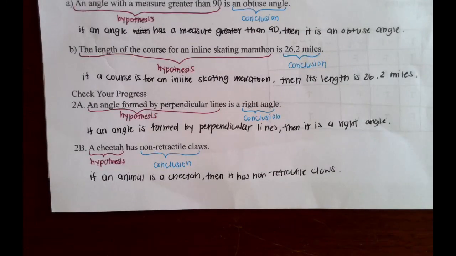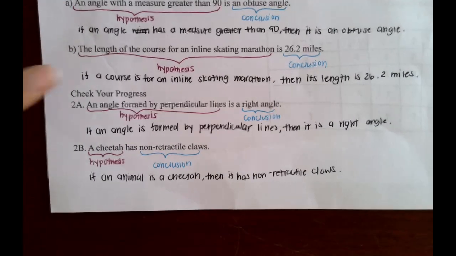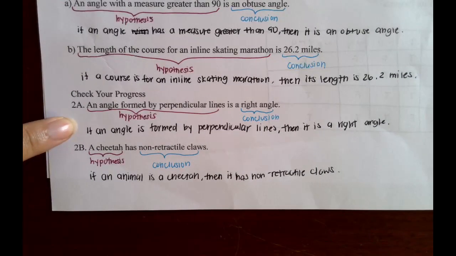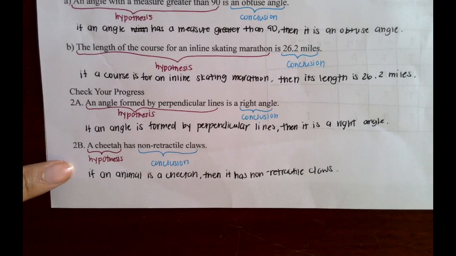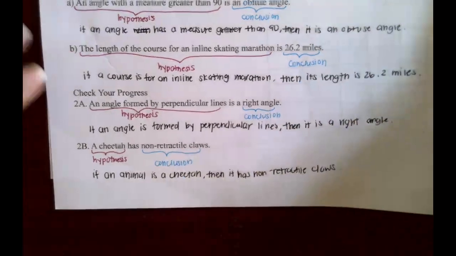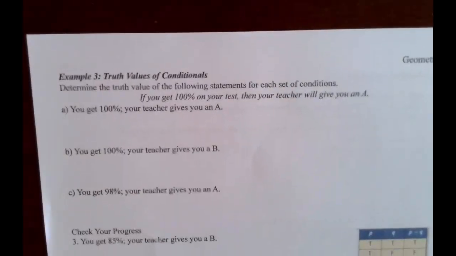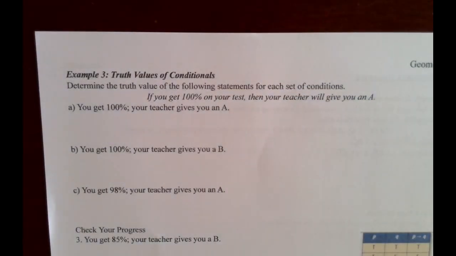This is what you should have gotten for 2A. If an angle is formed by perpendicular lines, then it is a right angle. For 2B, if an animal is a cheetah, then it has non-retractile claws. So that is our if-then form. The next part is going to be truth values of conditionals.